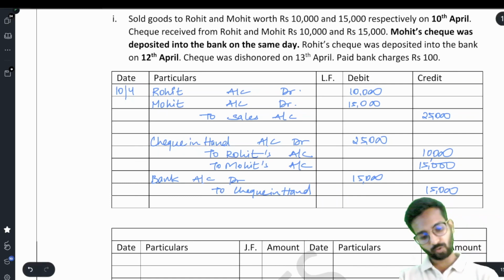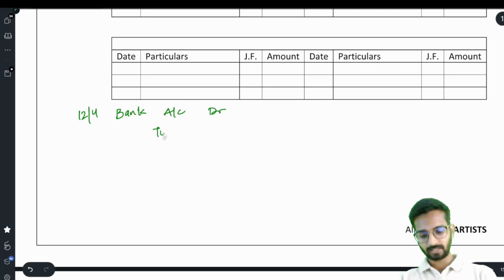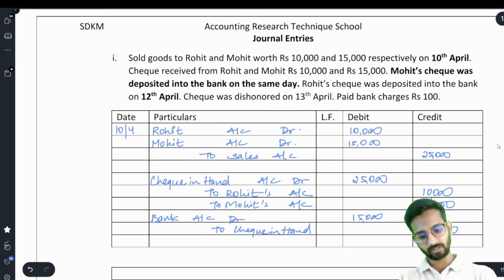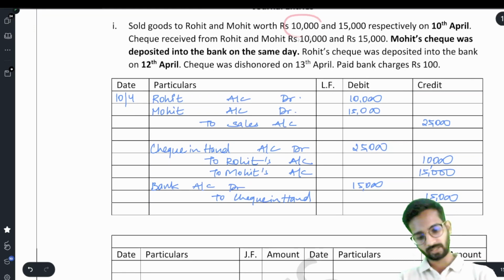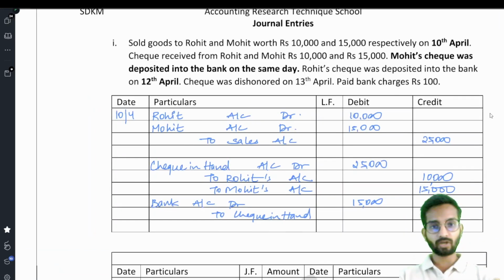Why? See. On 12th April, now what is happening? I'll just write here. On 12th April, we deposited, bank account debit the checks in hand. Which check in hand are we depositing? Rohit's check in hand. Bank account debit to check in hand of Rohit. Rohit's check was how much? Rohit's check was 10,000 rupees. Whatever we have debited here, the check 10,000. So if 10,000 we are depositing in bank, 10,000 and then 10,000. We made the sale on 10th April.